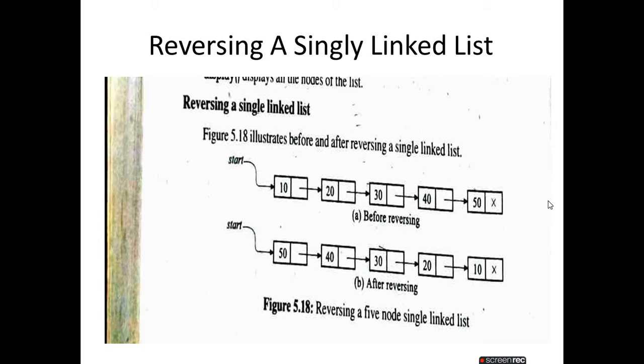Just reversing. The node whose data is 50 is the first node. Then the node whose data part is 40 is the second node, and so on to the last node. That means just reversing. This is the thing we are going to implement in C programming. So that is how to reverse a 5 node single linked list.